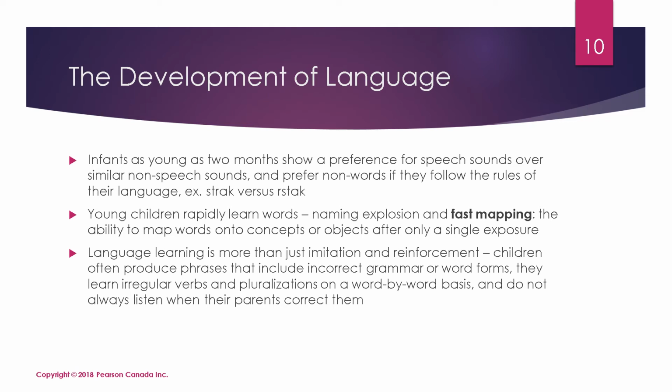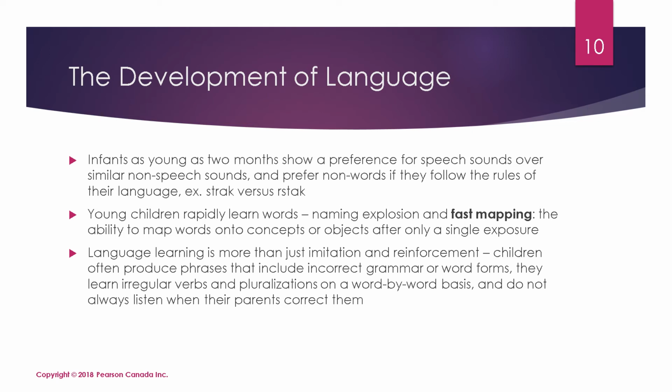So young children rapidly learn words. They do have what's called a naming explosion when they're very young, and then they have fast mapping, which is basically the ability to map words onto concepts or objects after only a single exposure. So the way in which small children pick up language is actually pretty incredible. A lot of the time they're able to hear a word once, add it to their vocabulary, and understand its meaning automatically.